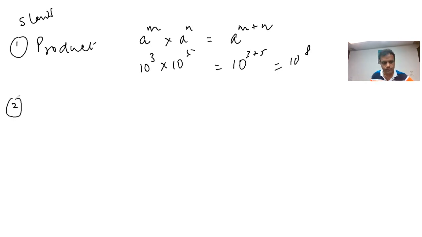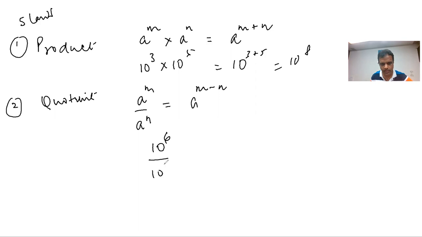Let me go to the second law, the law of quotient. When I say law of quotient, this is also the law of division. Let me take the same number, a to the power m divided by a to the power n. What is this going to be? A to the power, the denominator exponent goes to the numerator and gets subtracted, m minus n. Just to give you an example, again, 10 to the power 6 divided by 10 to the power 3 is equal to 10 to the power 6 minus 3. So what is the answer? 10 to the power 3.